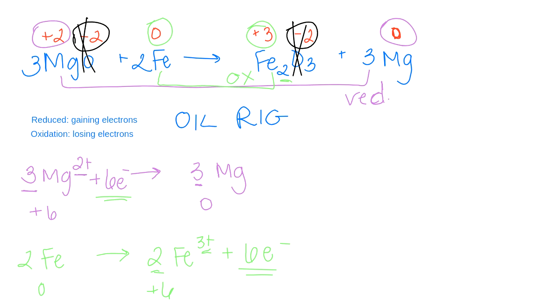So in this case, what's being reduced is the magnesium oxide. So we would say that our oxidizing agent is the magnesium oxide. And so in this case, when you're talking about the agents, you want to talk about the entire compound. And then our reducing agent is roughly the same idea.